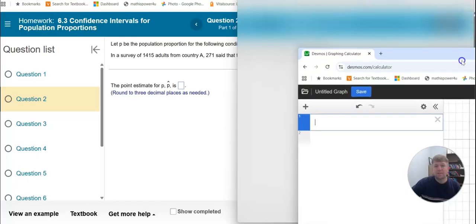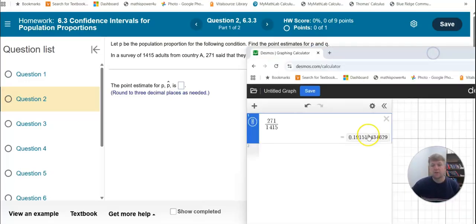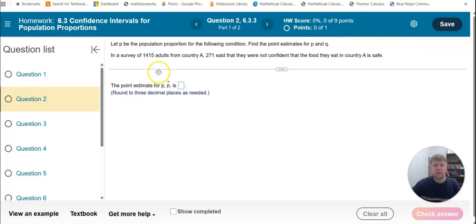I'm being asked to just take the information I'm given from the survey, 271 out of the 415. So 271 out of 415, I'm sorry, 1415. And that's my estimation for P hat. So it says round this to 3 decimal places, so that's going to be 0.192. So 0.192 is my point estimate.